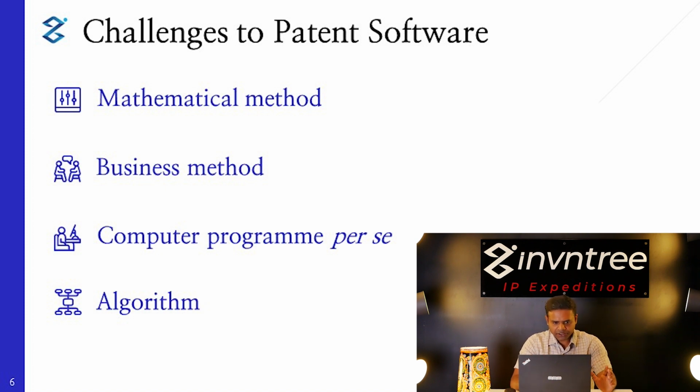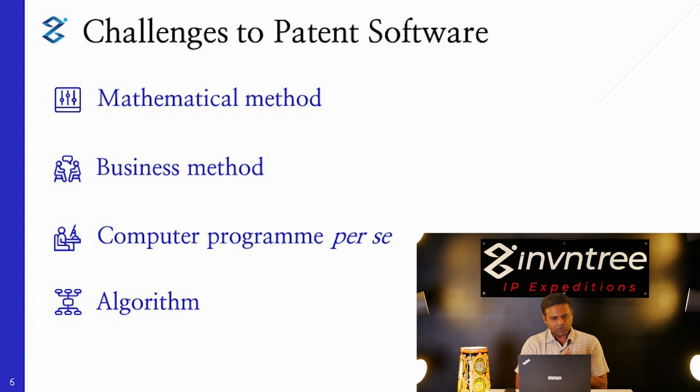So the four challenges essentially are what is called a mathematical method. Very broadly speaking, a mathematical method cannot be patented. Second, a business method cannot be patented. Third, computer programs, which is your source code essentially, cannot be patented. And lastly, an algorithm cannot be patented.